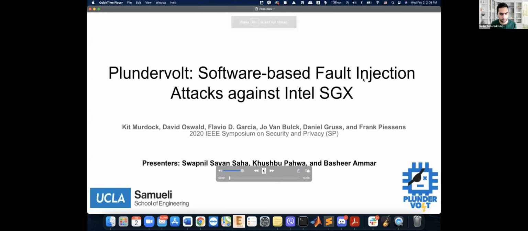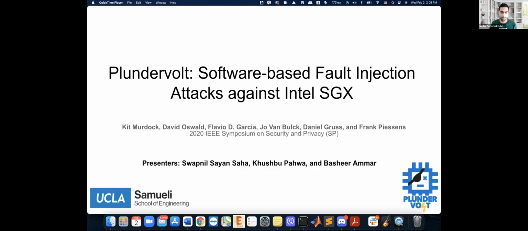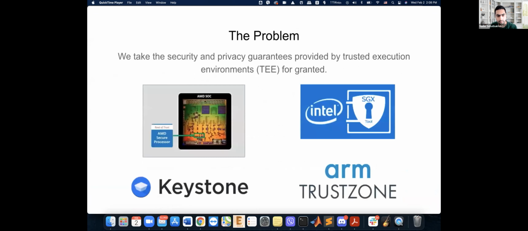Hello, everyone. Could you hear the sound? Yes. Okay. Today, me and my teammates Khushbu and Bashir are going to present this paper that was accepted at IEEE S&P. The title of this paper is Plundervault, and it shows how you can inject faults into trusted execution environments using Intel SGX as a case study.